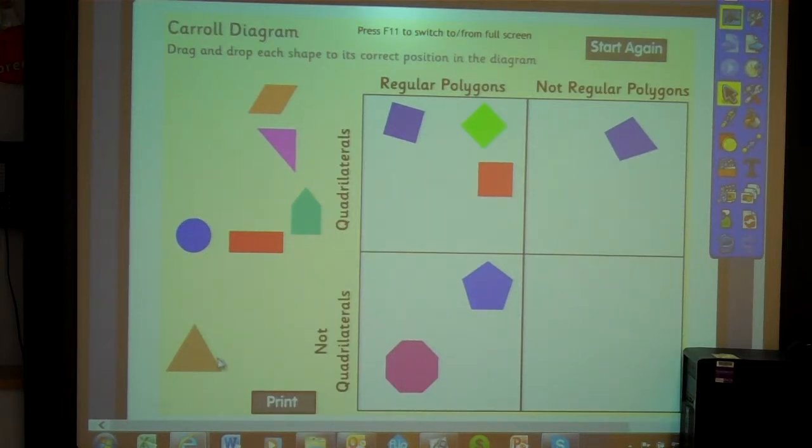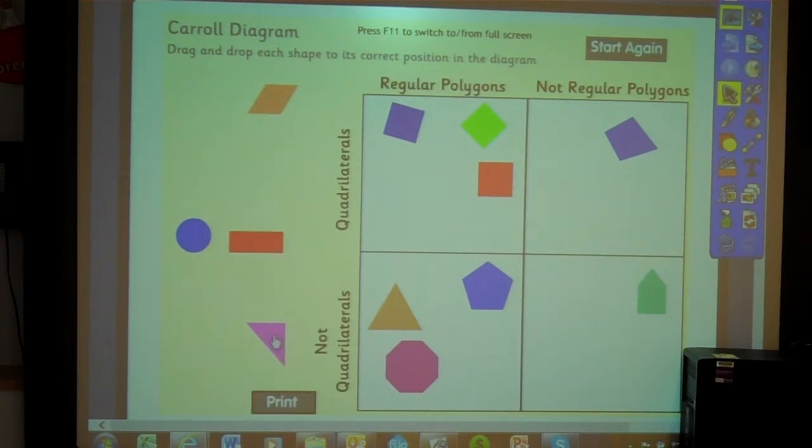This triangle, all the sides are the same length, it's equilateral, it's not a quadrilateral, and it is regular. So it goes here. Let's take this pentagon, so we compare it with the other pentagon, where all the sides are the same length. We can see that the sides aren't the same length on this pentagon. 1, 2, 3, 4, 5 sides. So it's not a quadrilateral and it's not regular. So it goes over here. Good.